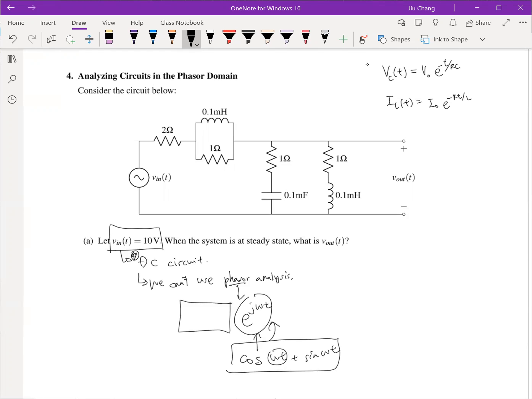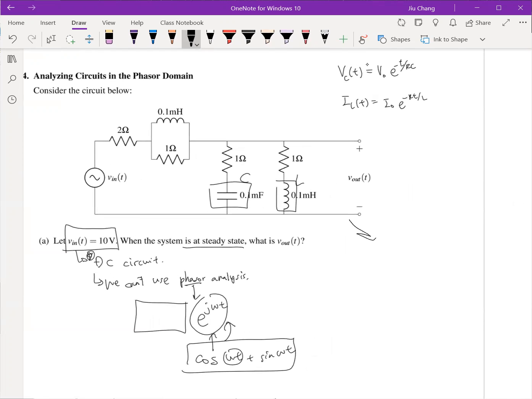Here, you see that we have an inductor and a capacitor and an inductor. And we are given that the system is at steady state. Using this, we can actually simplify the circuit.